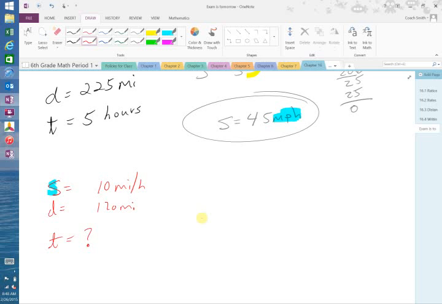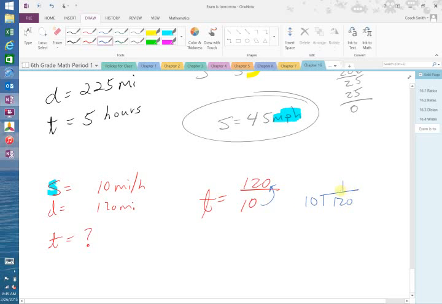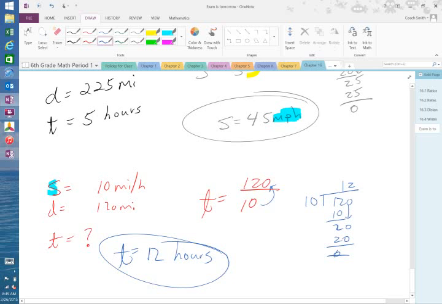We're going to use our time formula, which is time is equal to distance over rate, or speed. Speed and rate are the same thing. 120 over 10, so we simply just divide it. 10 goes into 12 one time, 10, remainder 2. 10 into 20 goes 2 times, 20, remainder 0. So T is equal to 12 hours. There will only be 3 or 4 of those on the test.